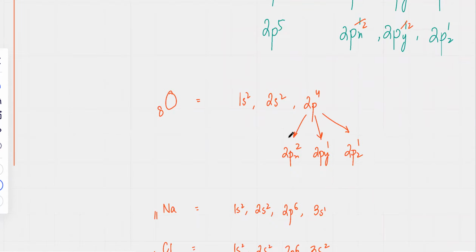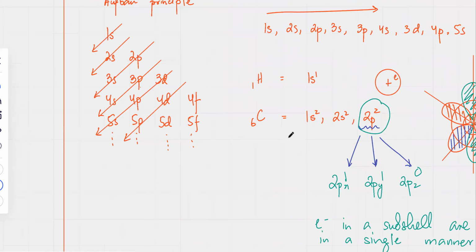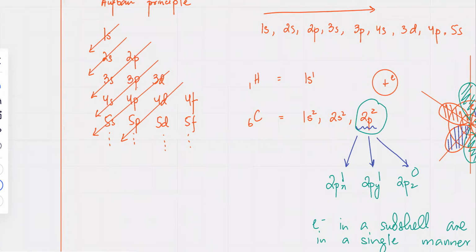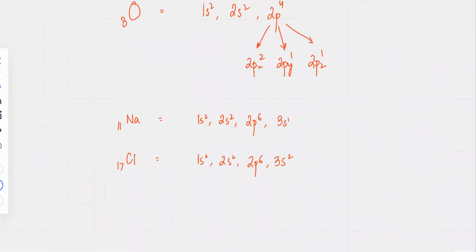What comes after 3s? You just go and have a look at the table. What comes after 3s? That's going to be 3p. So after 3s, there is 3p. And the 3p can have a maximum of 6 electrons. But over here, it will have a maximum of 5 electrons because you run out of electrons. You just have 17 electrons.